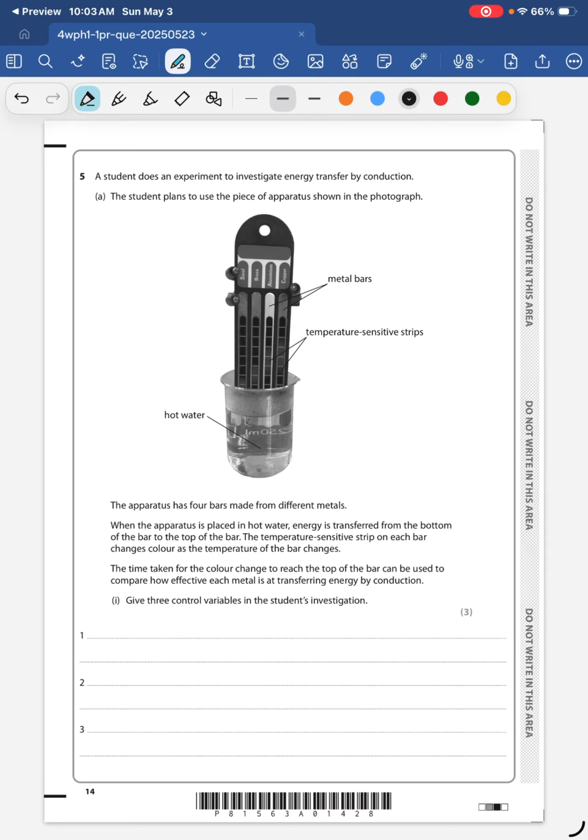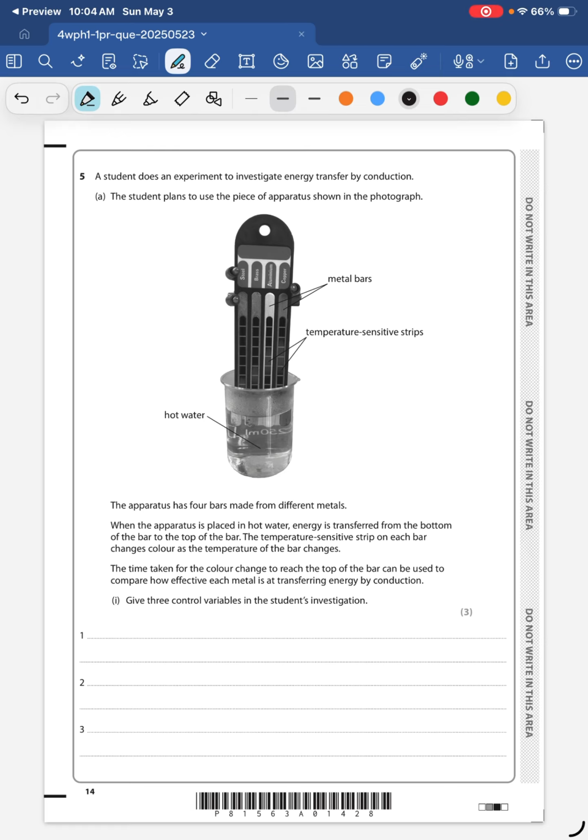Question 5. A student does an experiment to investigate energy transfer by conduction. The student plans to use the piece of apparatus shown in the photograph. So there are metal bars, temperature sensitive strips, and hot water. Okay, the apparatus has 4 bars made from different metals, not materials. When the apparatus is placed in hot water, energy is transferred from the bottom of the bar to the top of the bar. The temperature sensitive strip on each bar changes color as the temperature of the bar changes. The time taken for the color change to reach the top of the bar can be used to compare how effective each metal is at transferring energy by conduction.